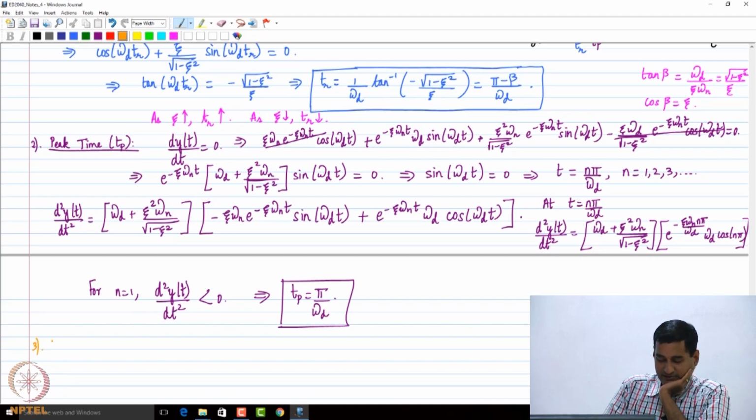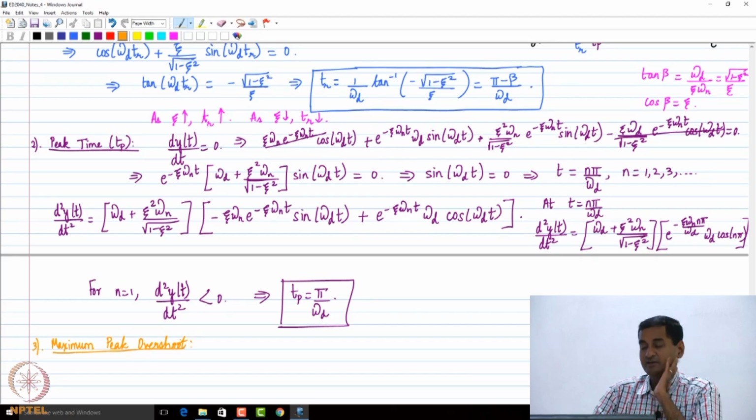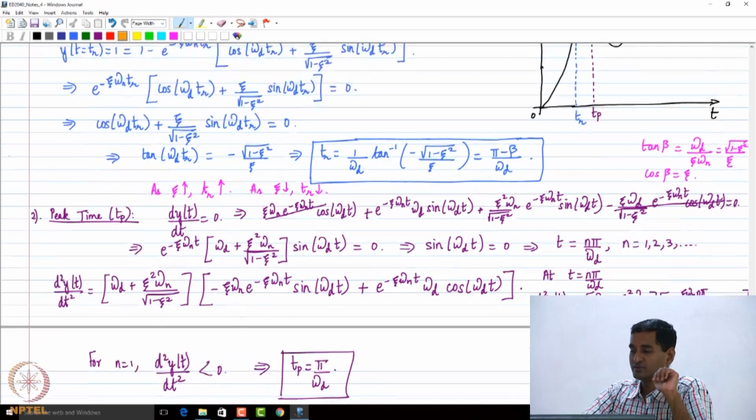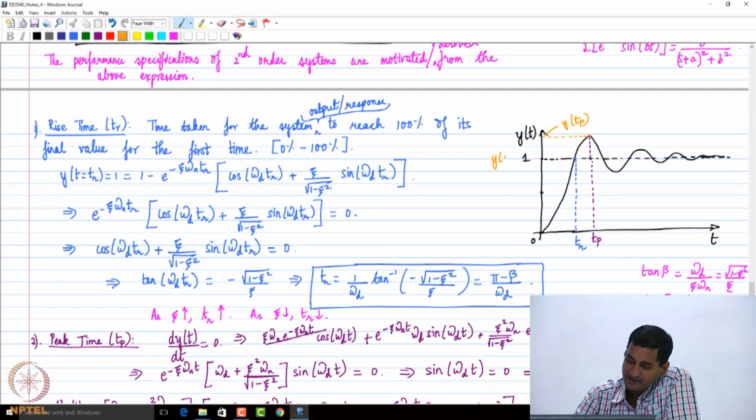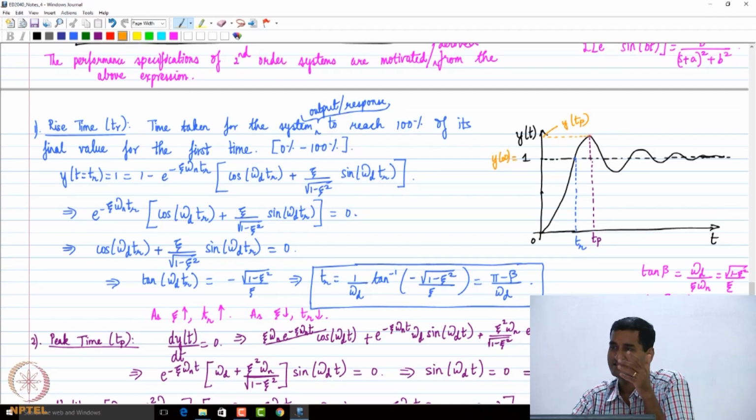Now the third parameter is what is called the maximum peak overshoot. What is this maximum peak overshoot? Immediately we see that this value is y at Tp, right? This one I can write as y at infinity, because as t tends to infinity, what is the value of y? The steady state value.